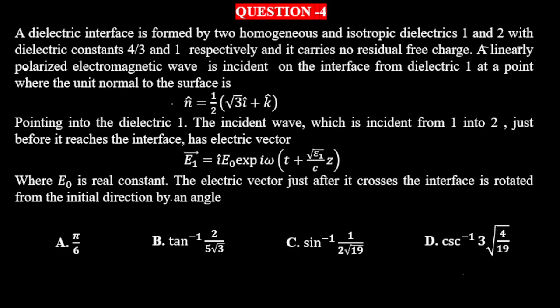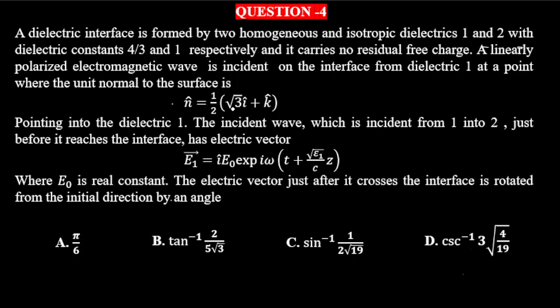So what has been said is that we have two dielectric media, dielectric medium 1 and dielectric medium 2, and their dielectric constants are 4 by 3 and 1. In this question there is no equation for the interface of the two media. However, we have the mathematical expression of the unit normal to the interface. So take a look at this unit normal. It has an i component and a k component. That means this unit normal will lie in the xz plane.